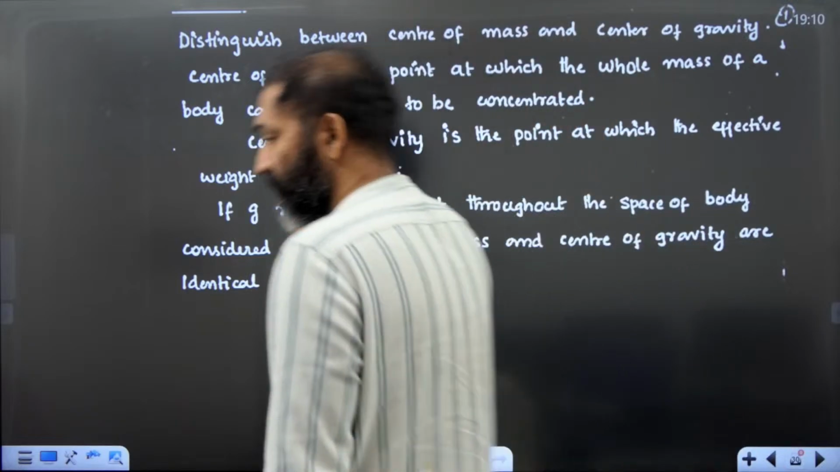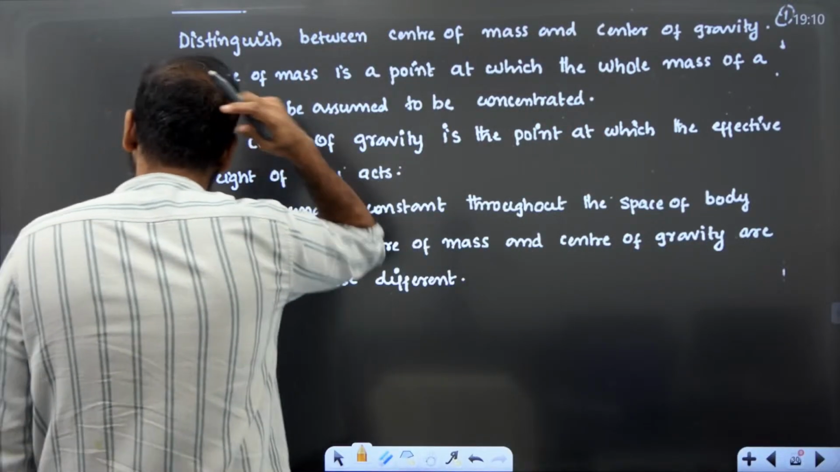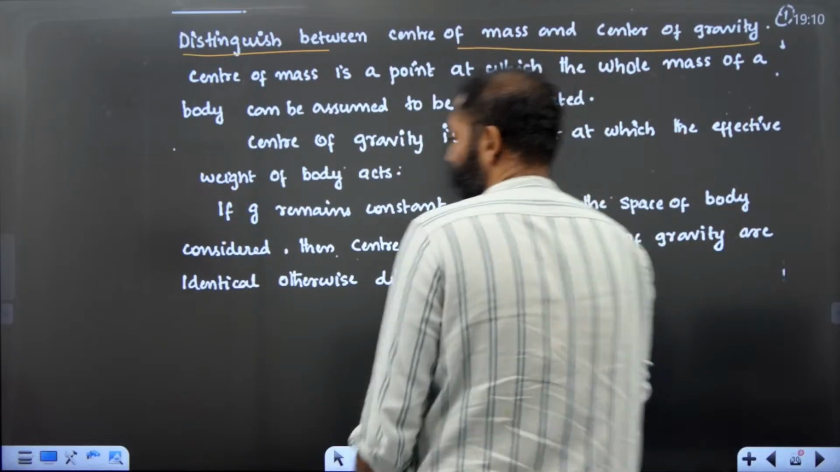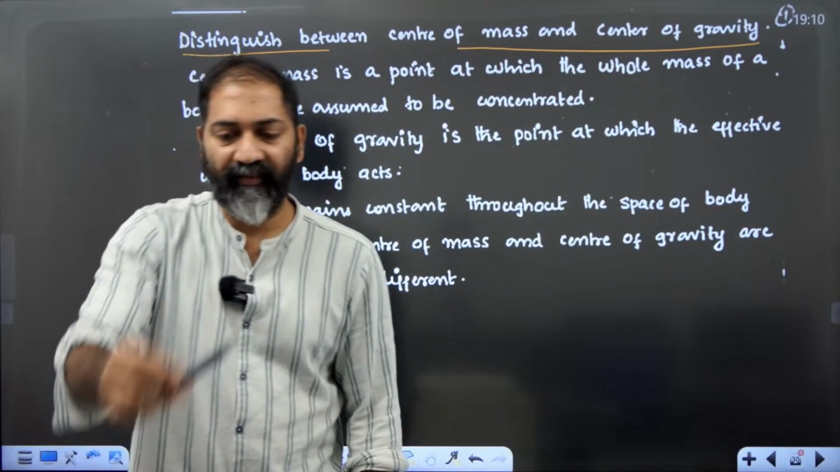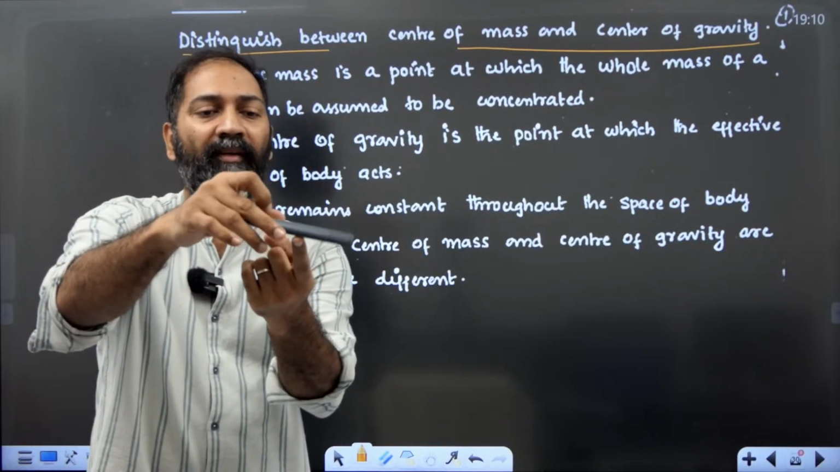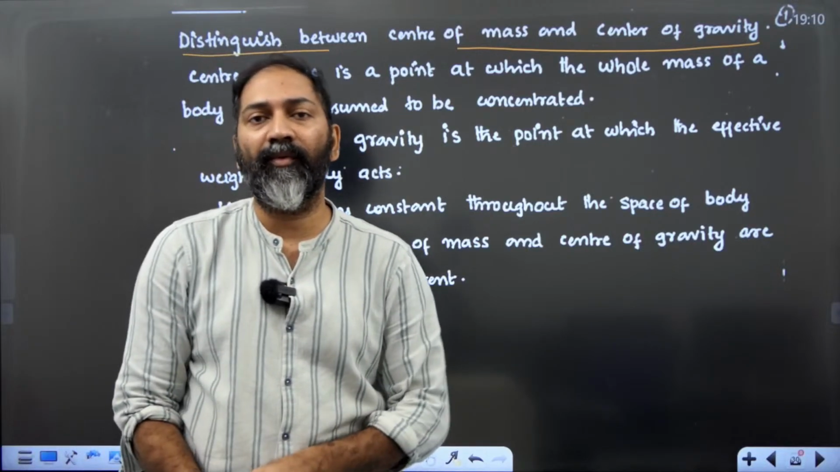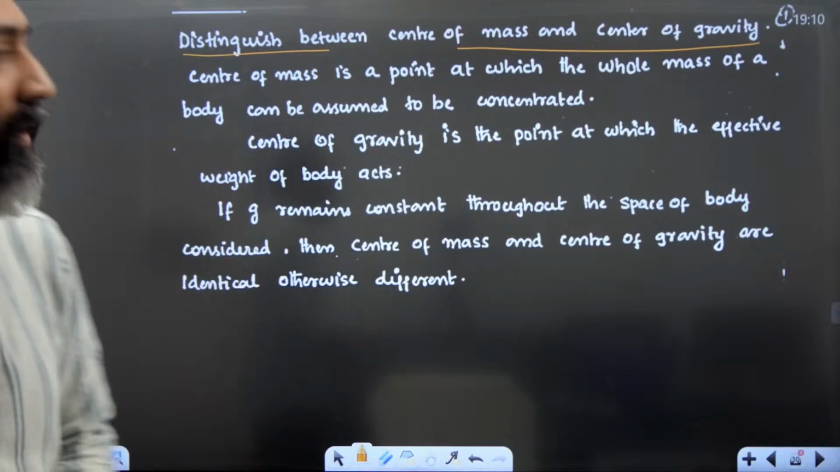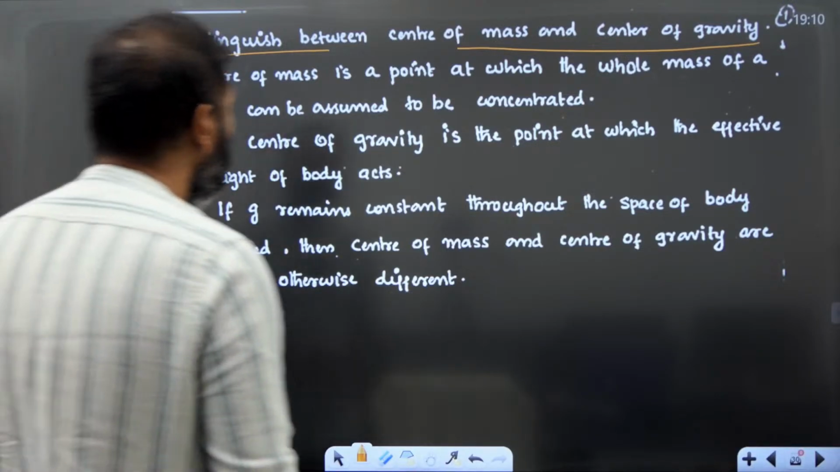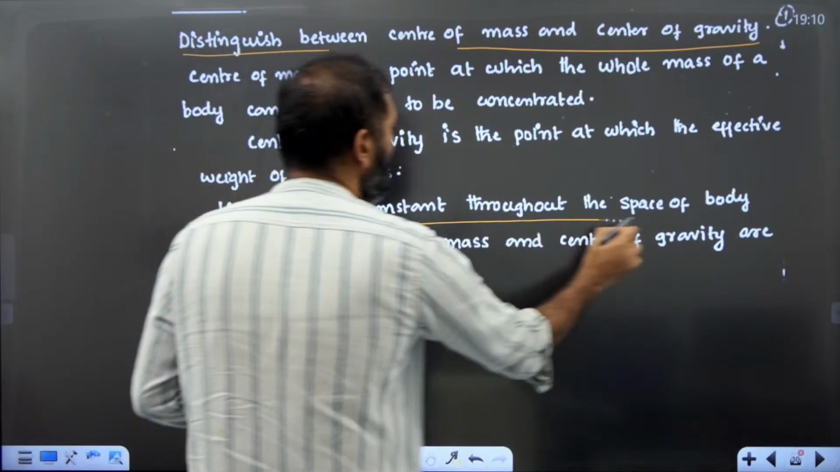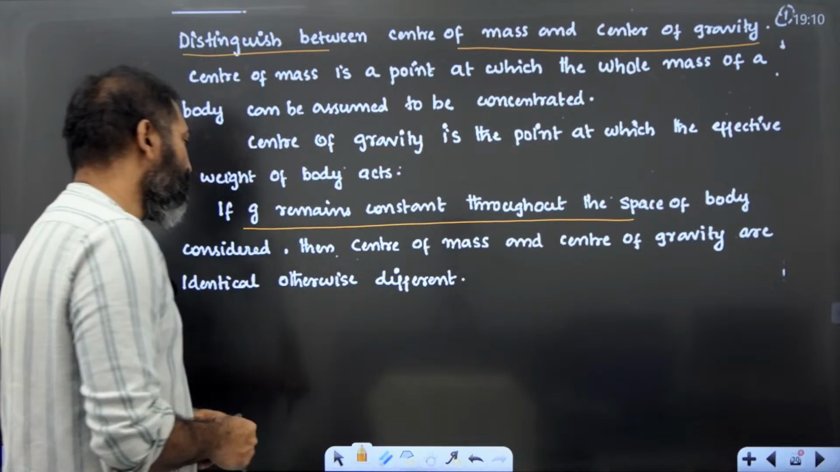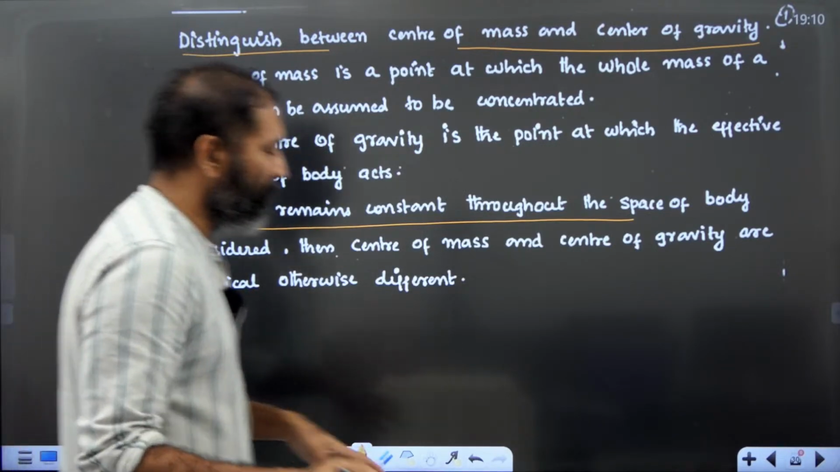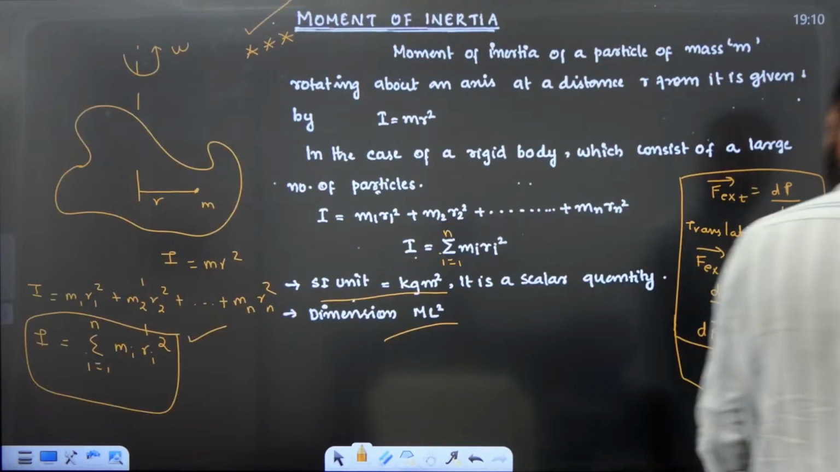Next, this is a very simple topic. Distinguish between center of mass and center of gravity. Center of mass is the point where all mass of the body can be assumed to be concentrated. Center of gravity is the point where all weight of the body can be assumed to be concentrated. If g remains constant throughout the space of the body considered, then the center of mass and center of gravity are identical, otherwise different. That we have discussed before.